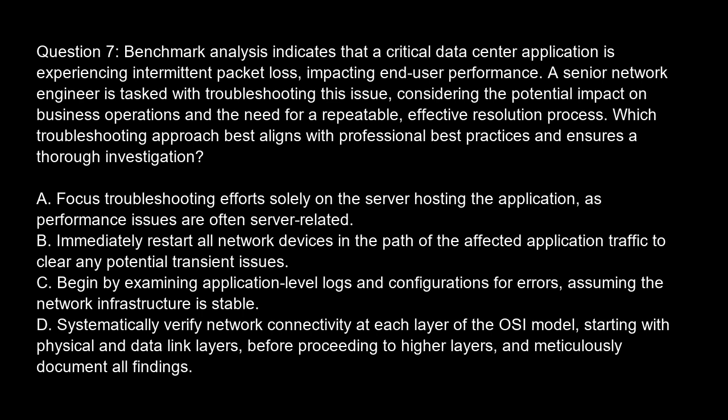Option A. Focus troubleshooting efforts solely on the server hosting the application, as performance issues are often server-related. Option B. Immediately restart all network devices in the path of the affected application traffic to clear any potential transient issues. Option C. Begin by examining application-level logs and configurations for errors, assuming the network infrastructure is stable. Option D. Systematically verify network connectivity at each layer of the OSI model, starting with physical and data link layers, before proceeding to higher layers, and meticulously document all findings.